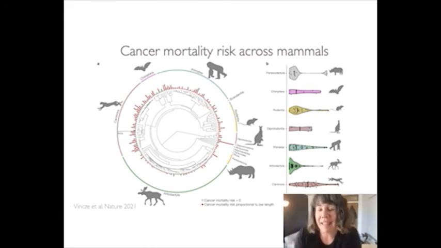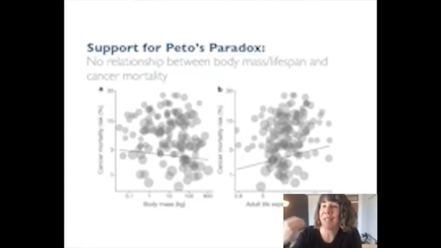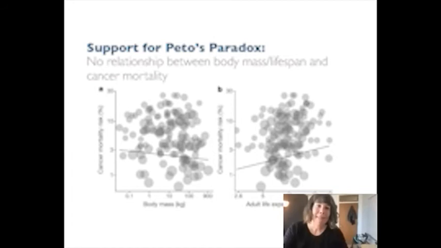And so we retested in this much larger data set if there was a relationship between body mass and lifespan. This is now age-corrected data too, because cancer is a disease of aging populations. We have ages at death for these species, and so we were able to do age adjustments. And again, this is robust. There's no support for Peto's paradox. Bigger, longer-lived animals do not get more cancer.